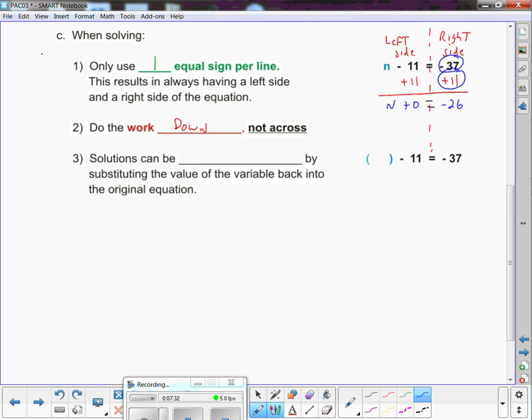Notice I have one equal sign. I have a left side, I have a right side. And you would finish this, n plus 0 is n. And the solution to this equation should be n equals negative 26. But here's the point I'm trying to make right now. Only use one equal sign per line and do your work down, not across.